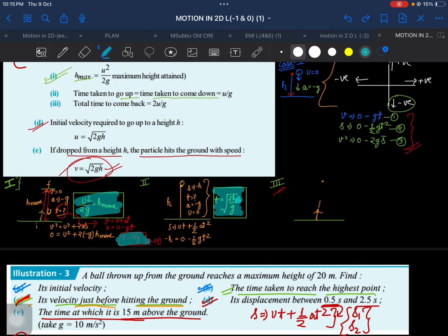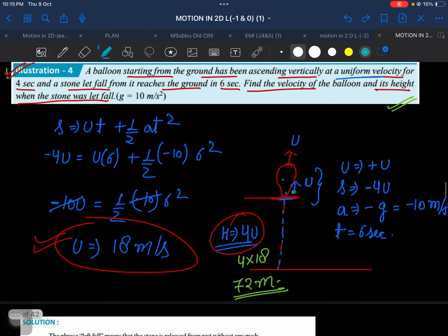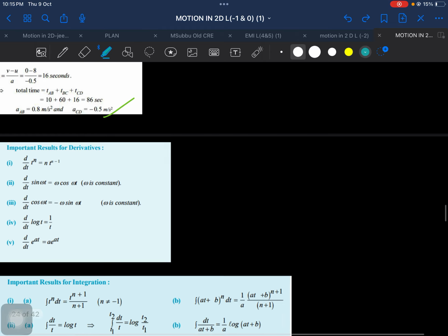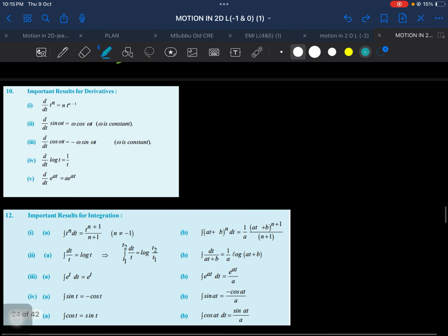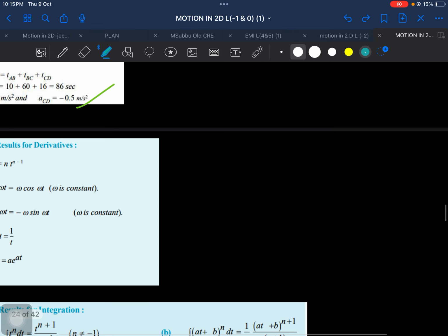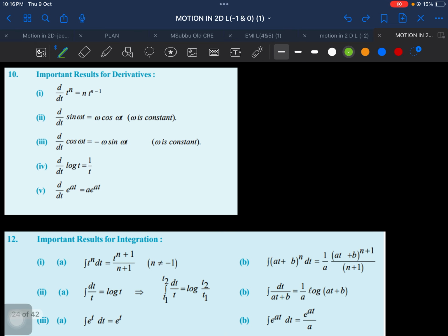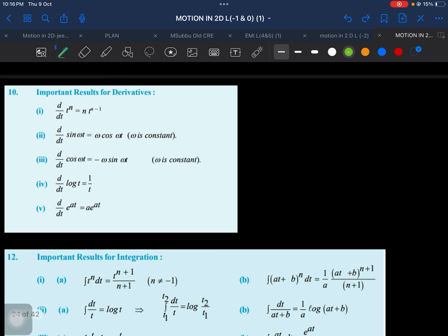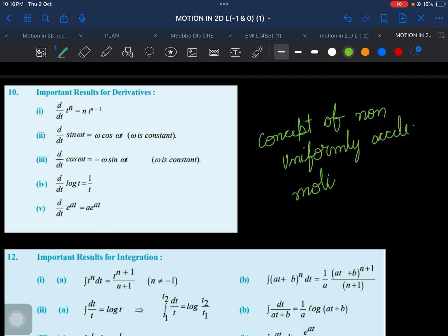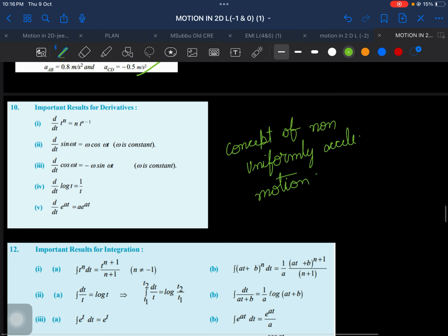Thank you. I will end this lecture here. In the next lecture we will go through the concept of non-uniformly accelerated motion, meaning when the acceleration is not constant; acceleration may be a function of time, of speed or velocity, or of displacement. In that case, how will we solve the equations? We will see this in the next lecture. Till now we have seen the concept of uniformly accelerated motion. That's all.